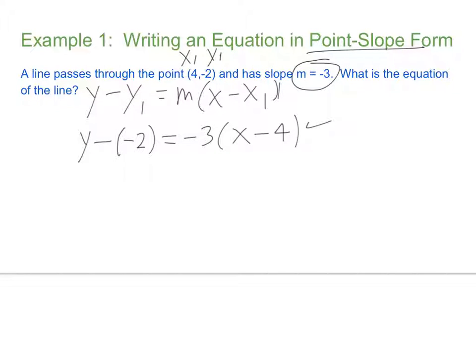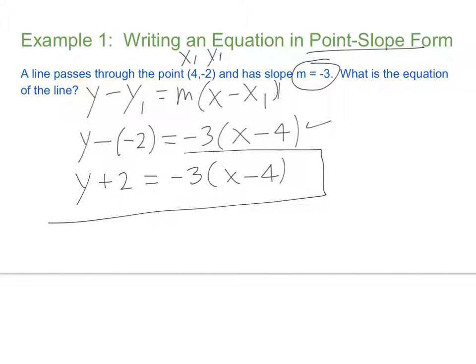We've written the equation in point-slope form, but generally, since we're in algebra, we'd like to simplify. And I know a negative times a negative is a positive, so I'm going to write this as y minus a minus 2 is y plus 2 equal to negative 3 times x minus 4. And that is the equation of a line that passes through 4, negative 2 and has slope of negative 3.